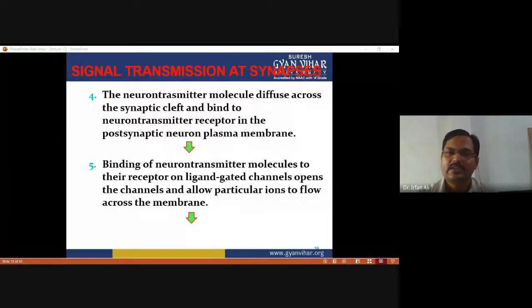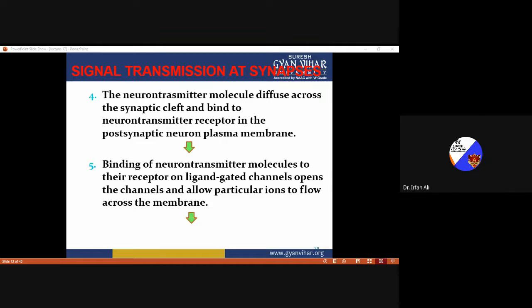Now the neurotransmitter molecules diffuse across the synaptic cleft and bind to the neurotransmitter receptors in the postsynaptic neuron plasma membrane. The binding of neurotransmitter molecules to their receptors activates ligand-gated ion channels. The ligand-gated ion channel opens, and it allows a particular ion to flow across the membrane.